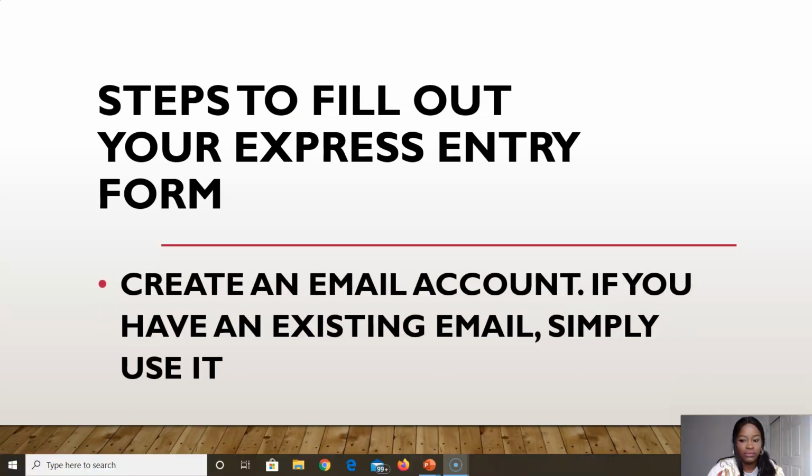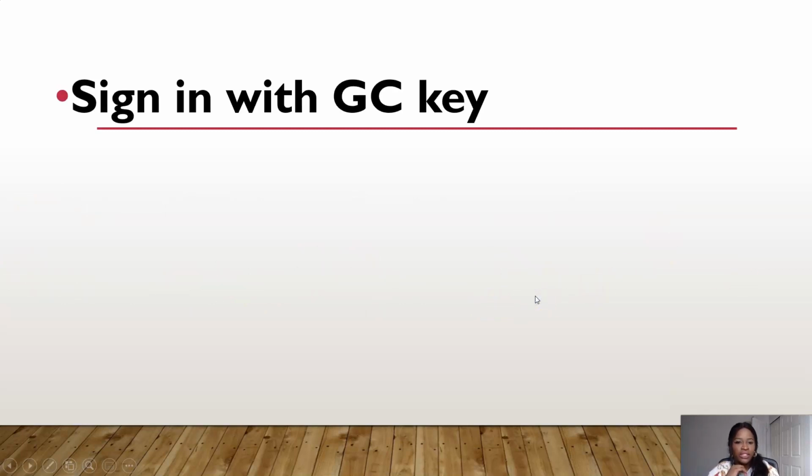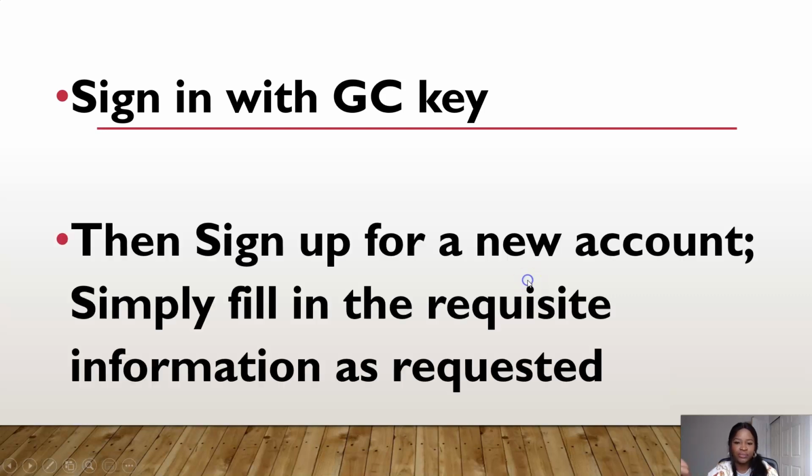Steps to fill out your Express Entry form. Create an email account. If you have an existing email, simply use it. After creating an email account, open a new account on www.cic.gc.ca. This is the IRCC website where you open a new account. You sign in with GC Key. You'll see what they call GC Key and Partner Key. Just go with GC Key. Then sign up for a new account. To the right side of the screen, you say new account. Simply fill in the requisite information as requested.